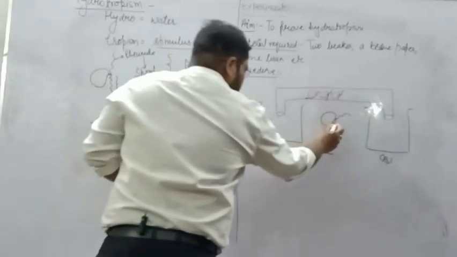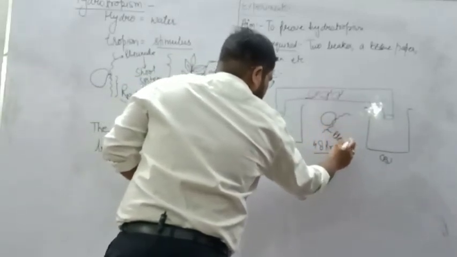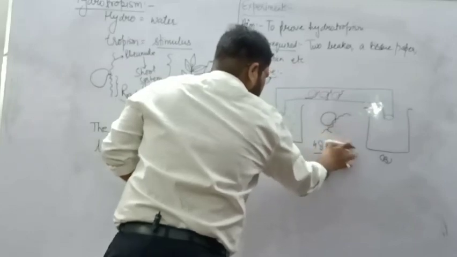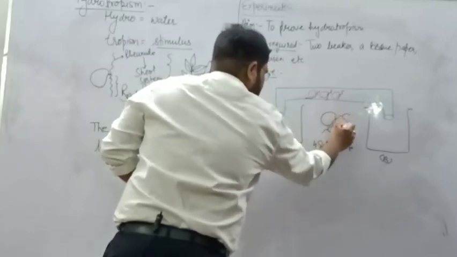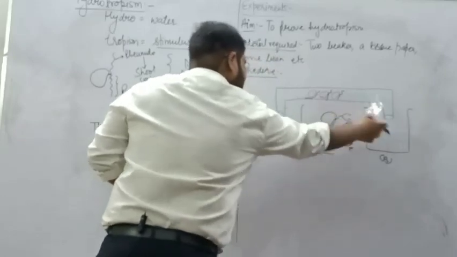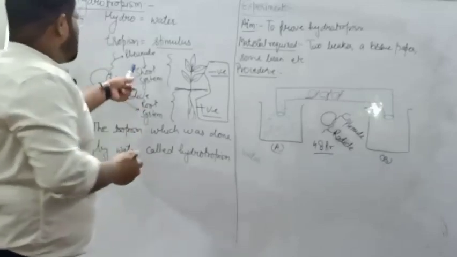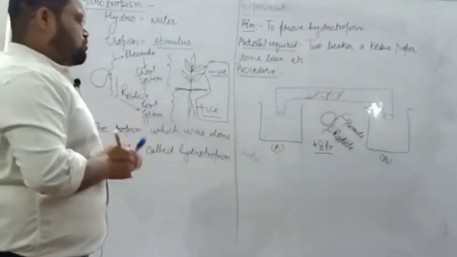Okay. So this is the plumule. Sorry, this is the radical. This one is the plumule. The plumule later changes into the shoot, and the radical later changes into the root system.